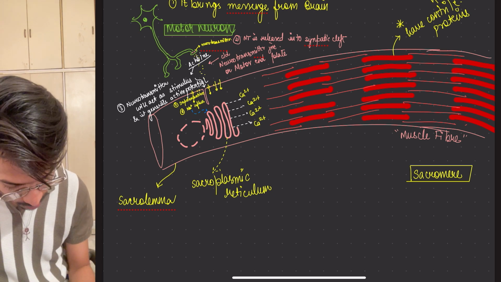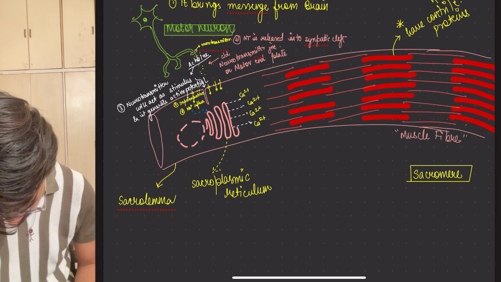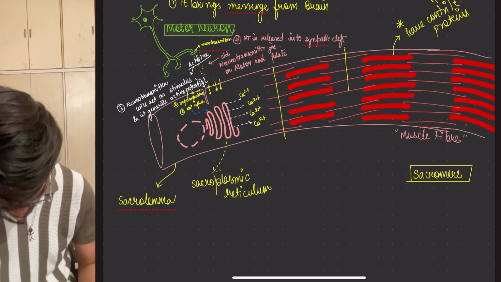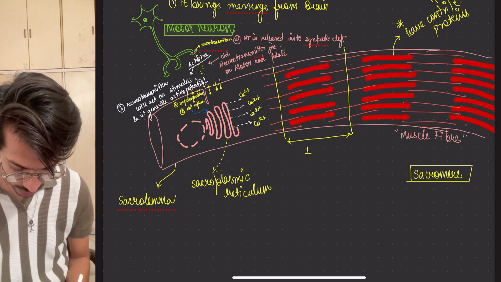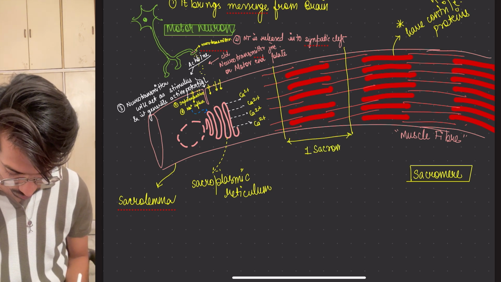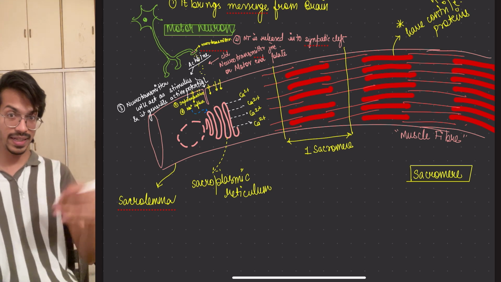Now in this, how much is one sarcomere? In one sarcomere, what is present? Half of the thin filament and the full thick filament. This is representing one sarcomere. I assume that you know the sarcomere, but here I am explaining it again.